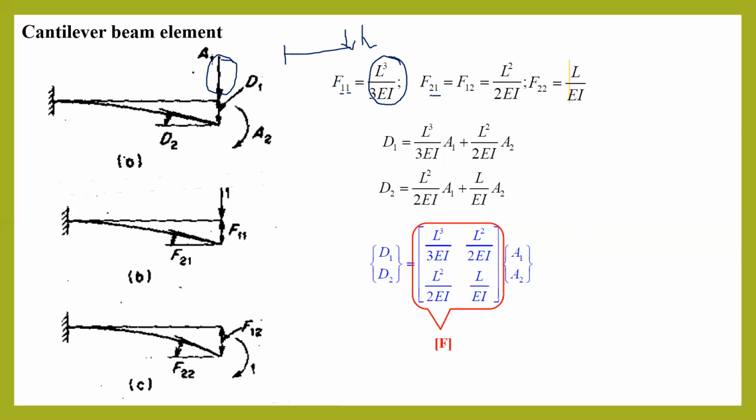Now F21. So 21 means deformation at 2 due to unit force at 1, and 2 is in the direction of moment. So it's kind of rotation. So this will be ML square by 2EI, and M is equal to 1.